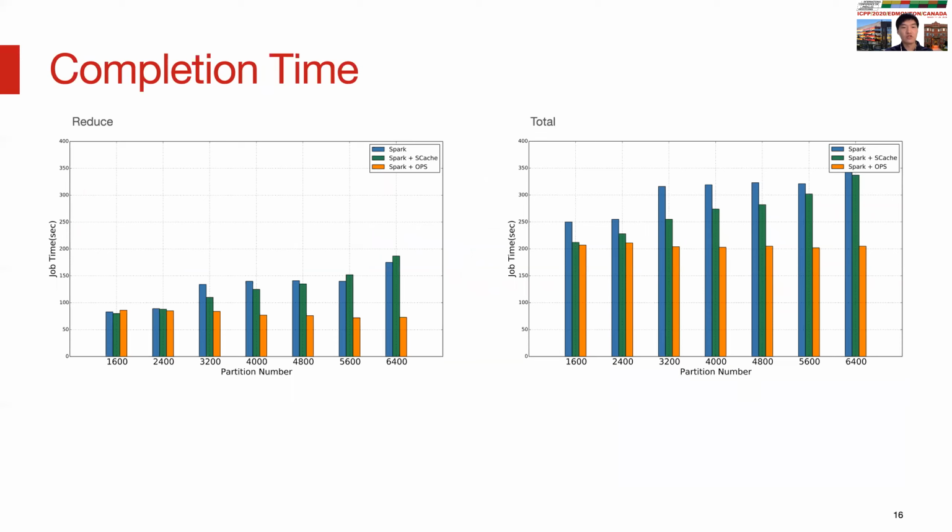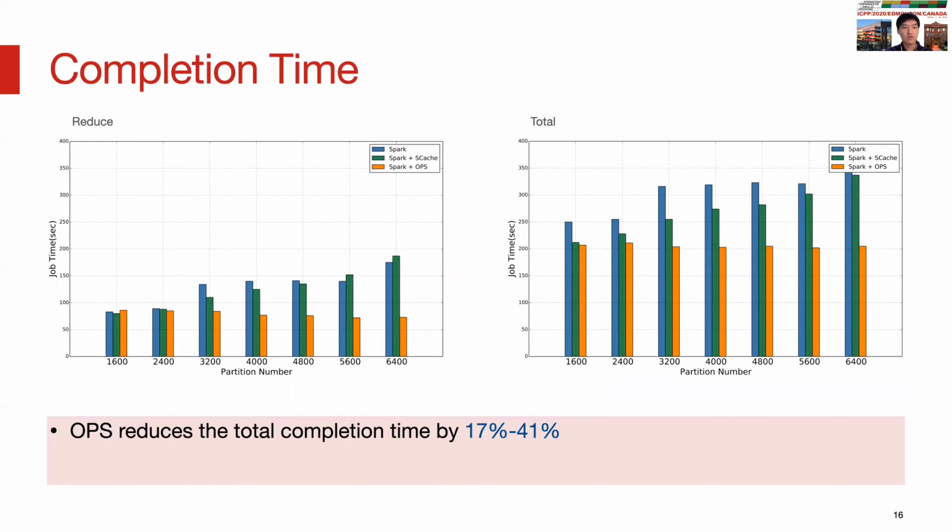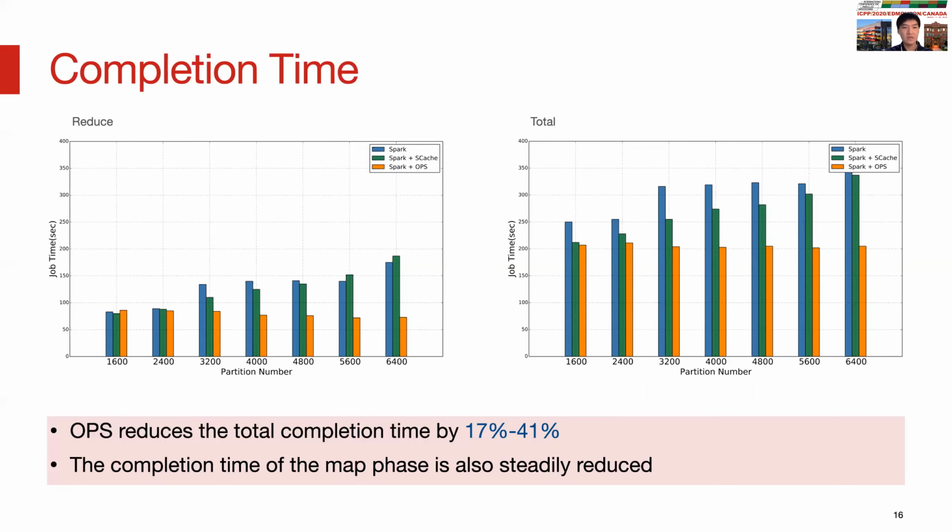Next, we pay attention to the completion time of an application with different numbers of subtasks. After using the shuffle service of Ops, the end-to-end completion time of the task is reduced by 17% to 41%. In addition to the optimization of the reduce phase, the completion time of the map phase is also steadily reduced, which benefits from the independent shuffle service provided by Ops. The map subtasks do not wait to write data to disk after the calculation is completed, but directly transfer it to Ops through shared memory. The map subtasks can release resources to the next round of map subtasks after the data is transferred.